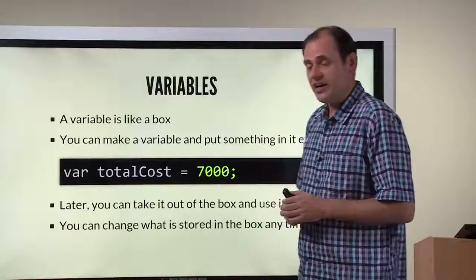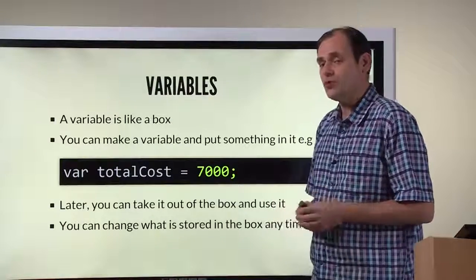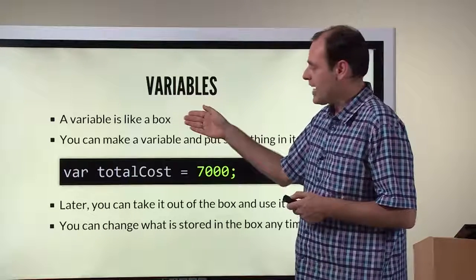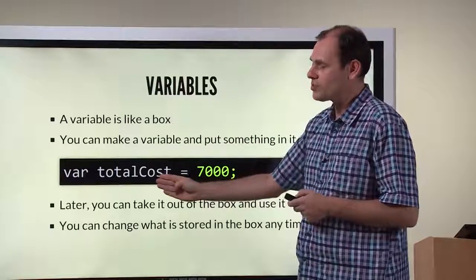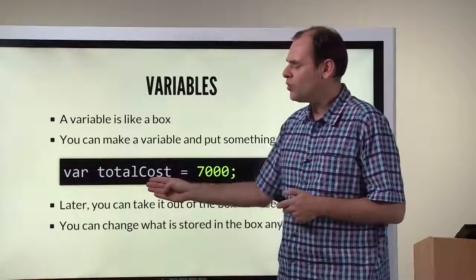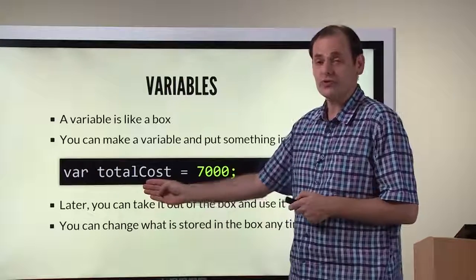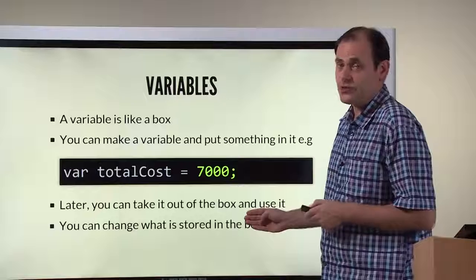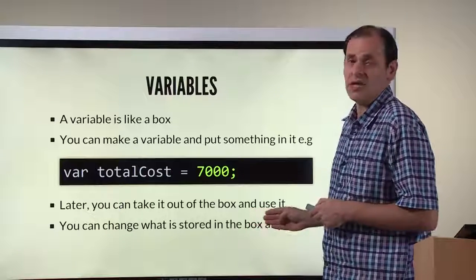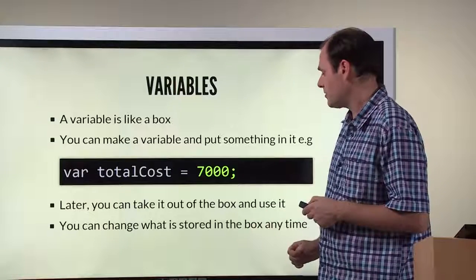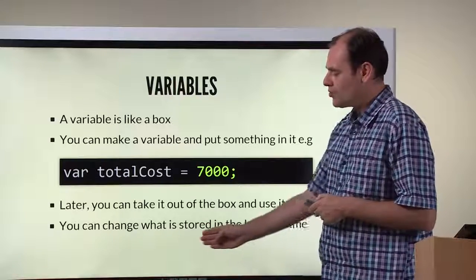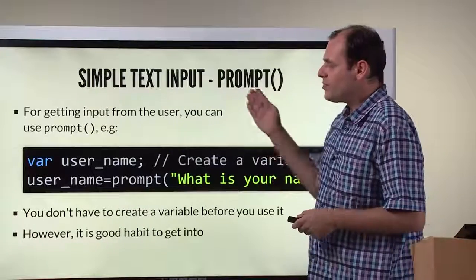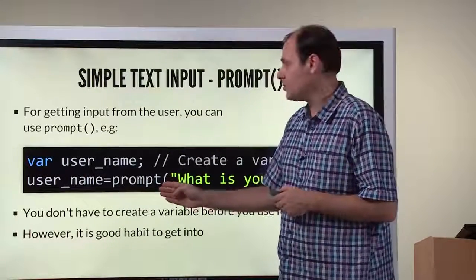Okay, let's talk about variables very briefly. If you've done any kind of programming before, you'll know about this. Basically, a variable is like a box, and you can put something in the box. So here I made a variable, and I put the number 7,000 in that variable. Later, I can take the number out of the box, 7,000, and I can use it. I can display it, do some maths, whatever I like. I could also change what is stored in that variable whenever I like.